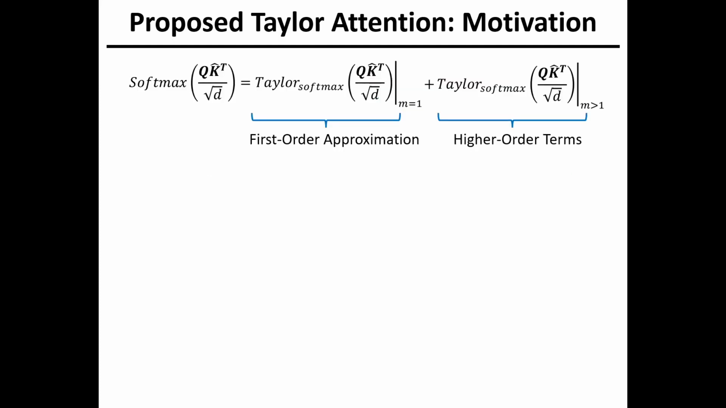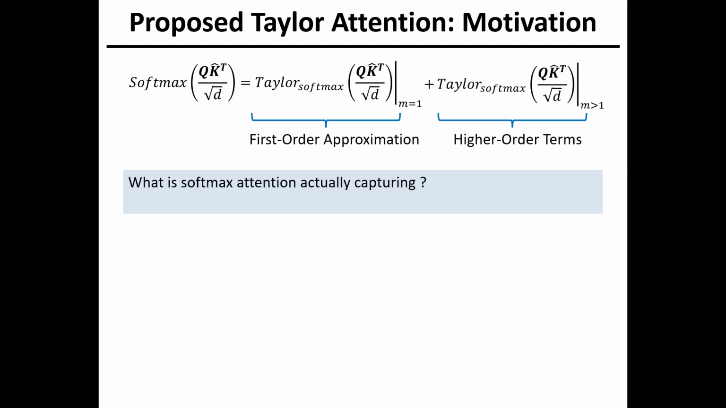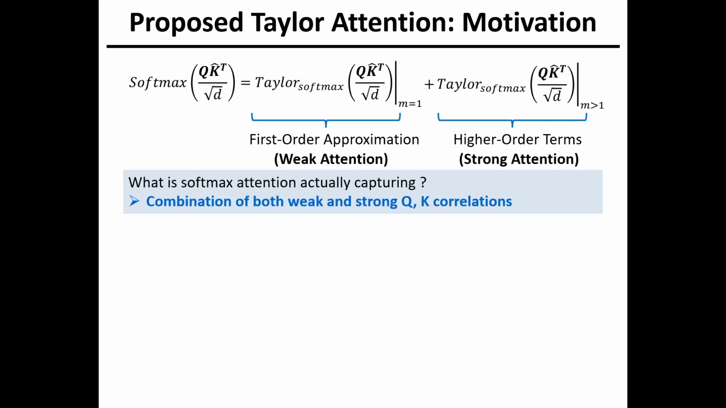Based on the findings, we propose the Taylor attention. Here, we first represent softmax attention as a Taylor expansion comprising the first-order approximation and higher-order terms. Following this decomposition, we can answer the following question: what is softmax attention actually capturing? We identify that it inherently captures both weak and strong correlations between the Q matrix and the K matrix.